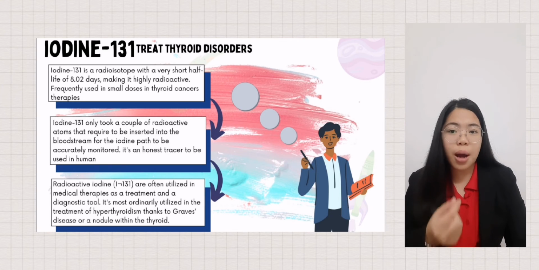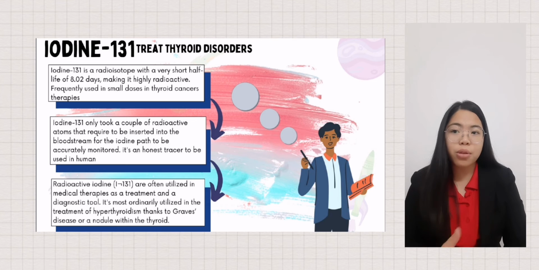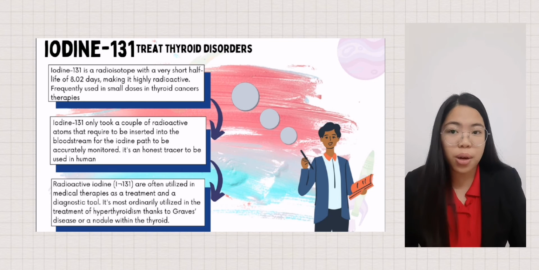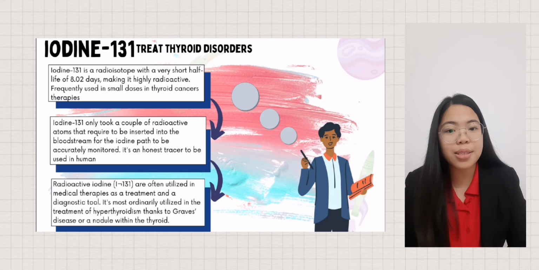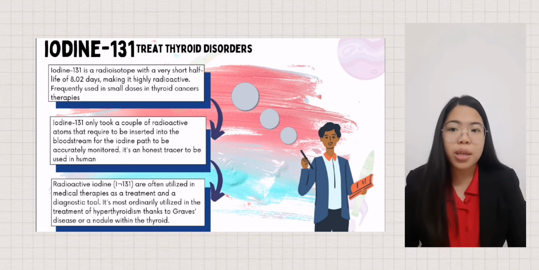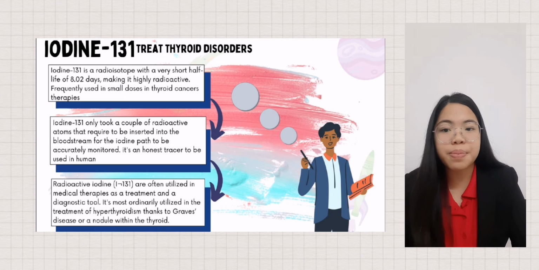Iodine-131 only takes a couple of radioactive atoms inserted into the bloodstream for it to be accurately monitored. It is safe to be used in humans. Radioactive iodine-131 is often utilized in medical therapies as a treatment and a diagnostic tool. It is most ordinarily utilized in the treatment of hyperthyroidism due to Graves' disease or a nodule within the thyroid.